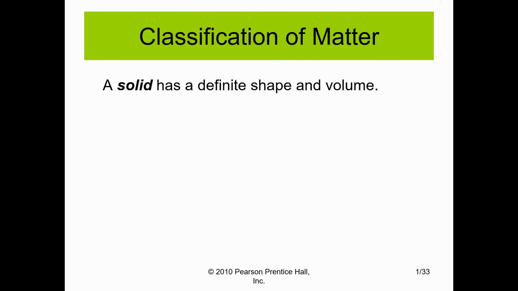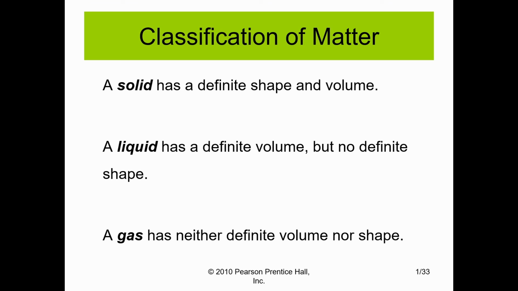So we can classify matter into three main categories: solid, liquid, and gas. A solid is going to have a definite shape and a definite volume. This would be something like ice. A liquid is going to have a definite volume but no definite shape. So the liquid will take on the shape of whatever container it's in. A gas is much more random. It has neither a definite volume nor a definite shape, and it will continue to expand if it's allowed to, if it's not captured within a vessel.